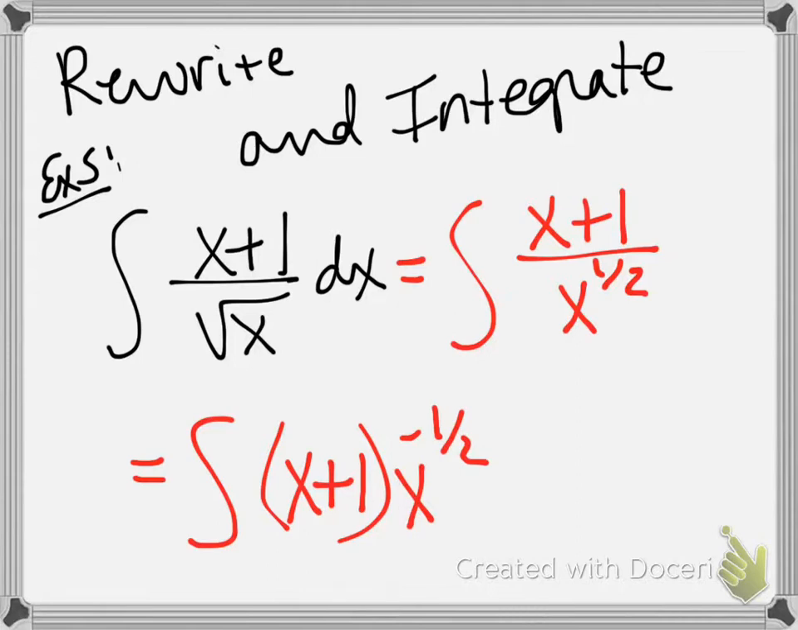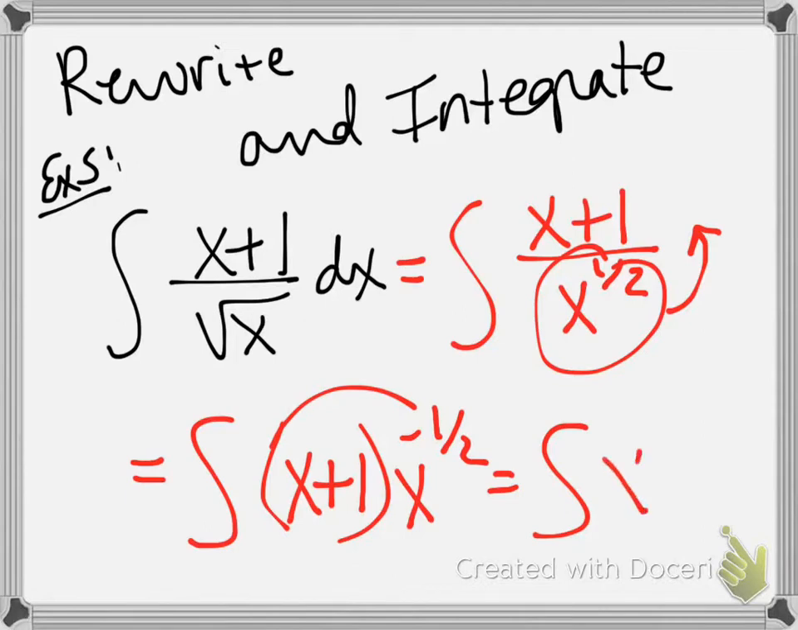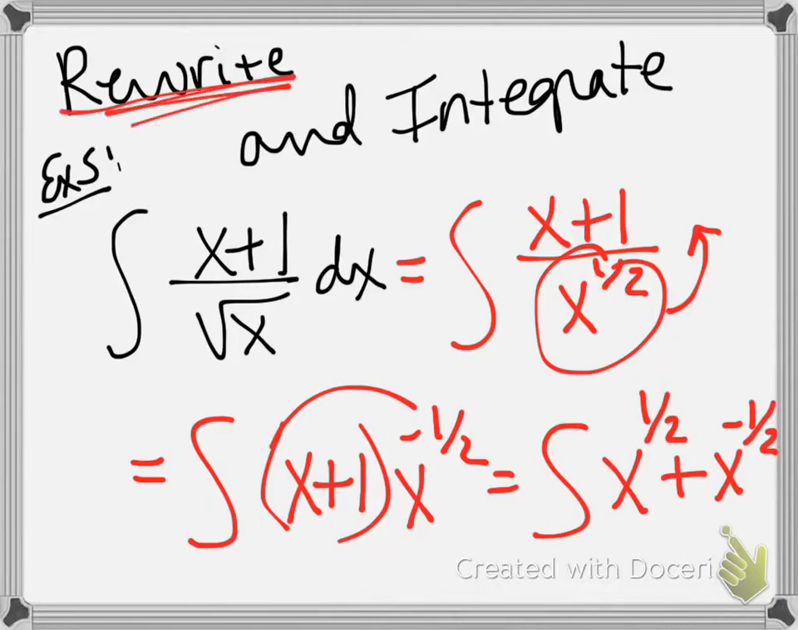I'm just bringing the x to the negative 1 up here and writing it as x to the negative 2. Then what I'd have to do is distribute this. So x to the negative 1/2 times x to the 1st is going to become x to the 1/2, plus x to the negative 1/2 times 1, which is x to the negative 1/2. Notice that all I've done so far is rewrite. I haven't done any integration.